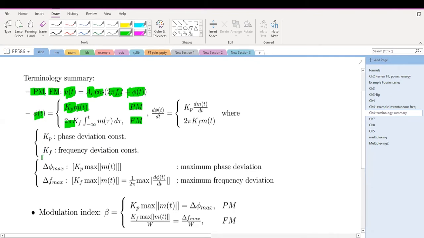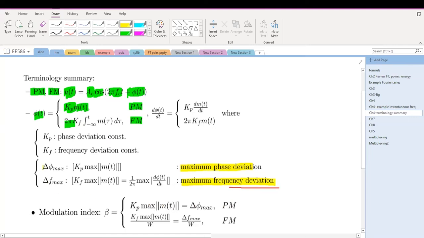There are some terminologies we need to know about angle modulation. The first is Kp, which is called the phase deviation constant. Kf is the frequency deviation constant. I put these two together, the pair for PM and FM, as the deviation constants. Next, we discuss the maximum phase deviation and maximum frequency deviation.